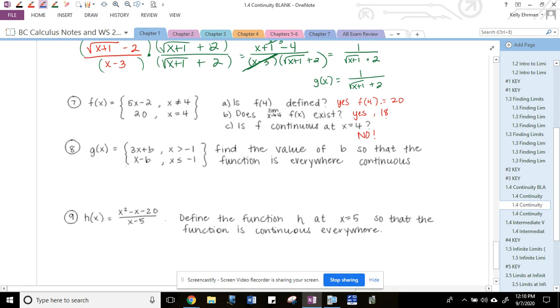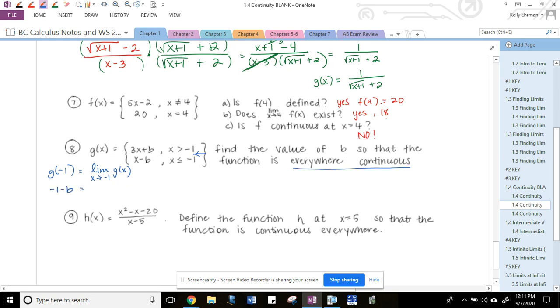Number 8, g of x is this piecewise function. Find the value of b so that the function is everywhere continuous. Start with your limit, or start with your definition of continuity. That means that g of b, I'm sorry, not g of b. Where does this split off? G of -1 needs to equal the limit as x approaches -1 of g of x. Can we find g of -1? Yes, we can plug it into the bottom function, and that would give me -1 minus b.